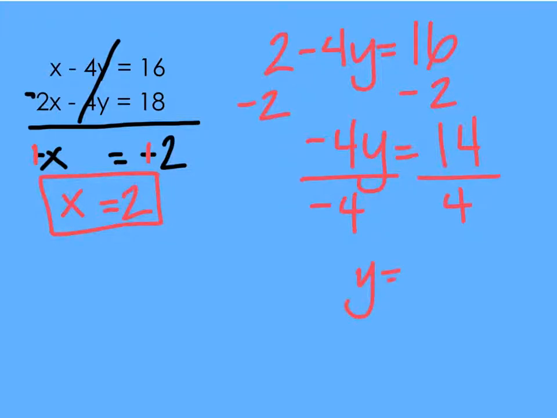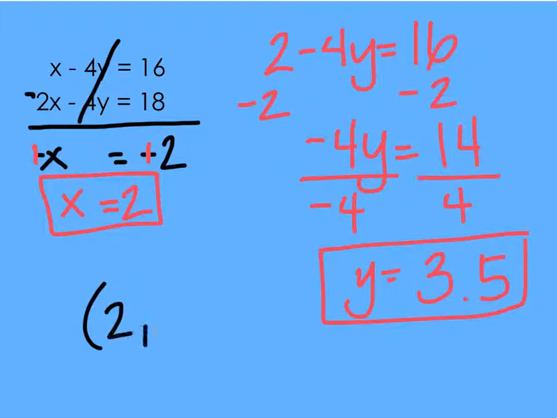14 divided by 4. 4 will go into 10 twice with a remainder of 2, and it'll go into 4 one more time. So we end up getting 3 and 2/4, or 3.5. So my ordered pair for this one is 2, 3.5.